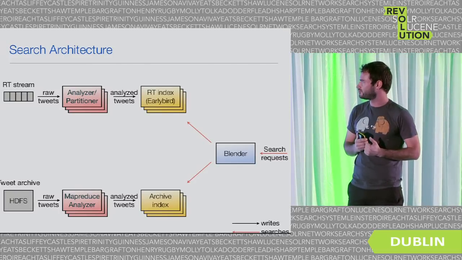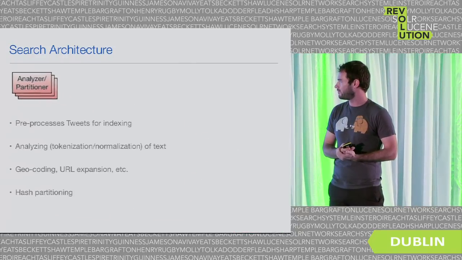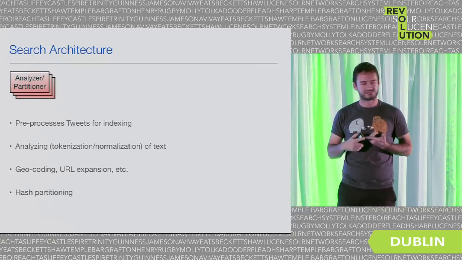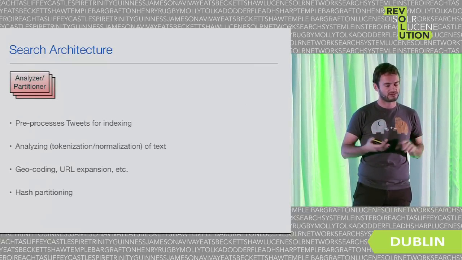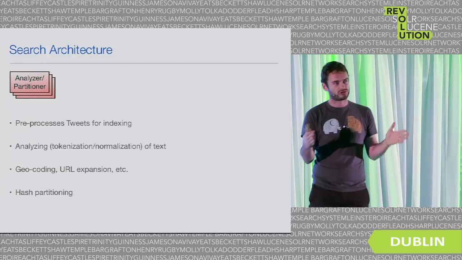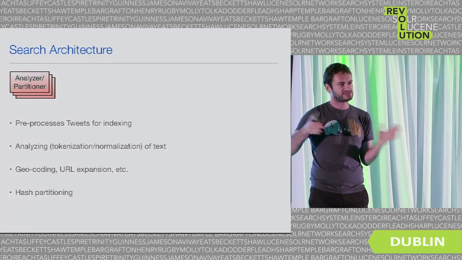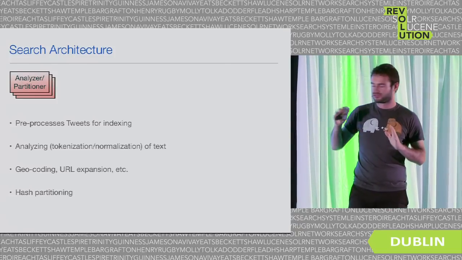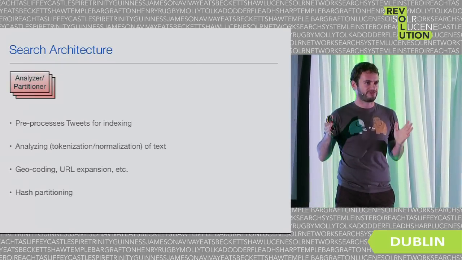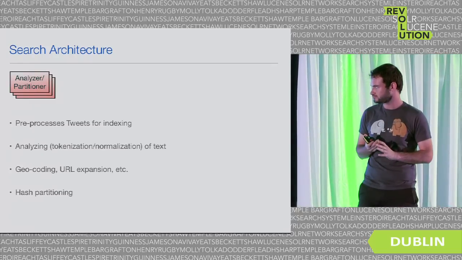They get fed into our analyzer/partitioner, a component that takes those tweets and does things like normalization and tokenization, which in Lucene is called analyzing the documents. It does geocoding. If you have shortened URLs, it expands them, and does a lot of stuff like this, and prepares the tweet for indexing. It stores all that pre-tokenized content in Thrift objects. I don't know if you are familiar with Thrift. It's a data serialization format that we use at Twitter.